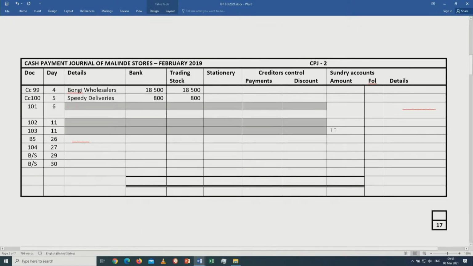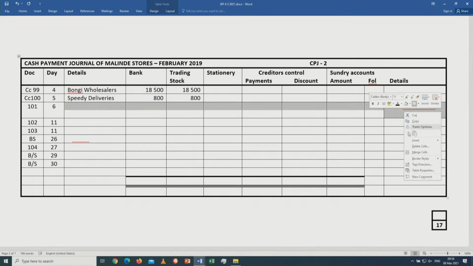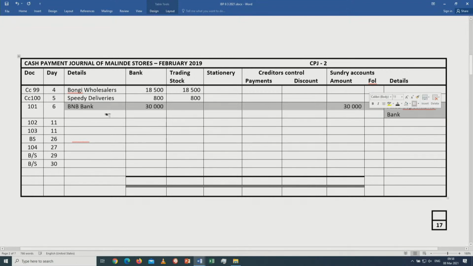On the 6th, we are having cash payment journal. The name of the bank where you have invested your money is B&B Bank. And then you record it under bank. And then under sundries, you're going to have the 30,000 fixed deposit. To which bank did it go? It has gone to B&B Bank.